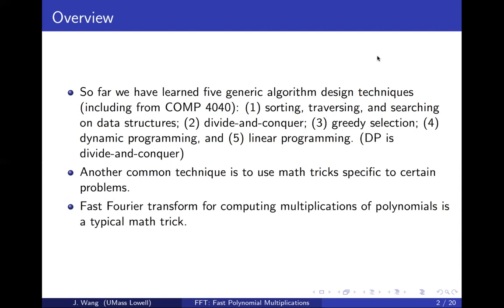So today we're gonna look at another technique. That's also another common technique, which is to use math tricks specific to certain problems. So in particular, we're going to look at fast Fourier transform for computing multiplications of polynomials.